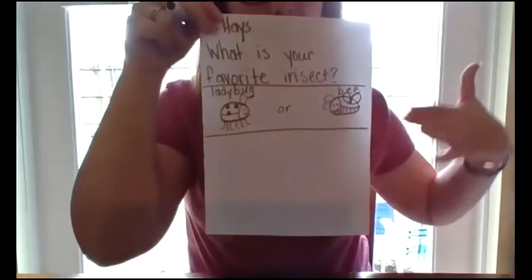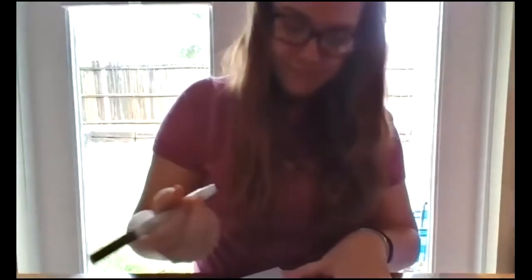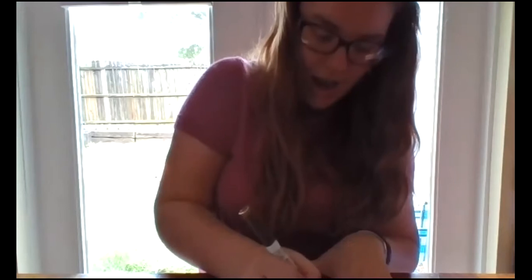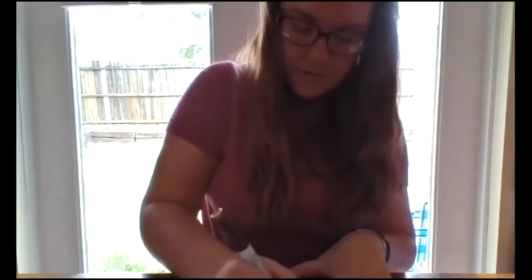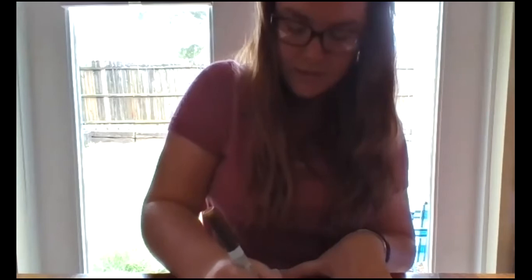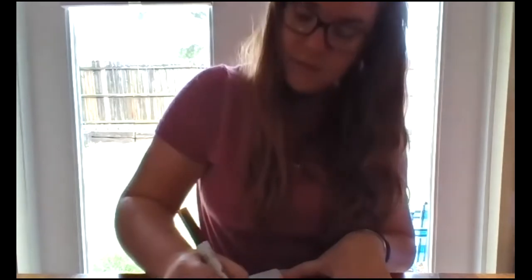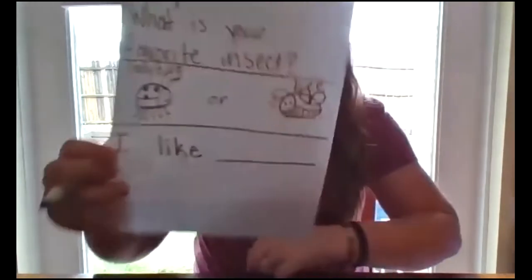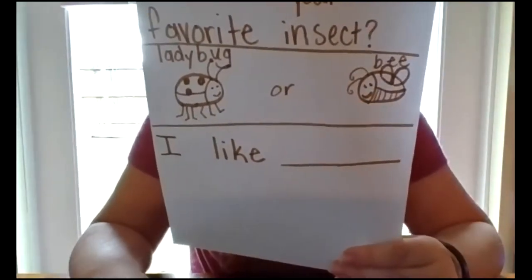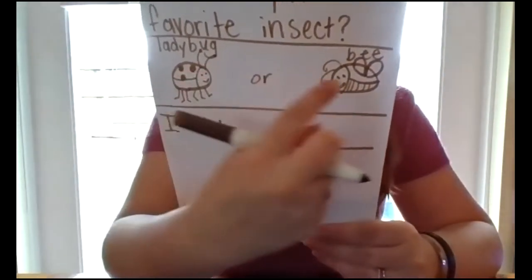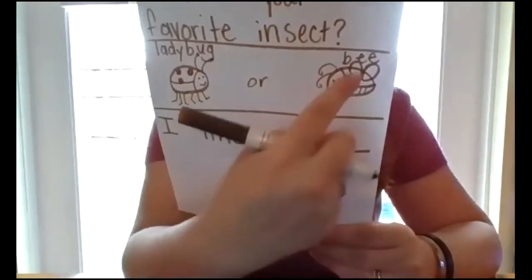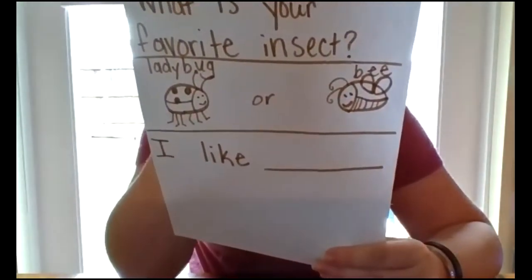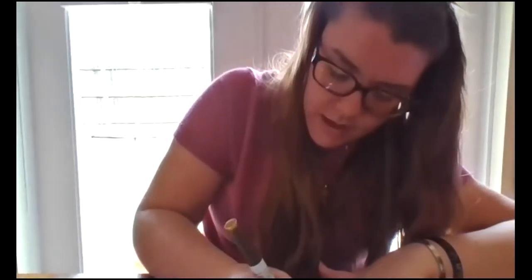All right. The next part is you telling me which one you pick. So you could write, I like, and then you'll have your blank. I like, and then you're going to pick one. I like ladybugs, or I like bees. And then you're going to tell me why. I don't want to just know your one sentence. I want to know why you like that one better.